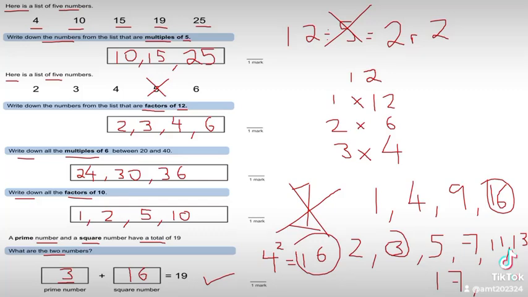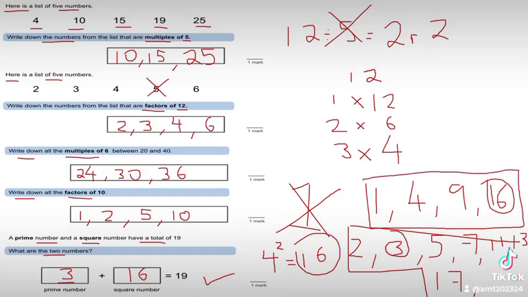Okay, so these here are your list of prime numbers, up to 17, and then these are your list of square numbers up to 16. The reason why I didn't go above this is because the number I'm looking at is 19. Any number above that would not be appropriate or applicable for this question.